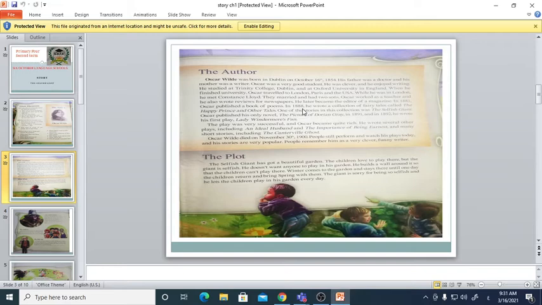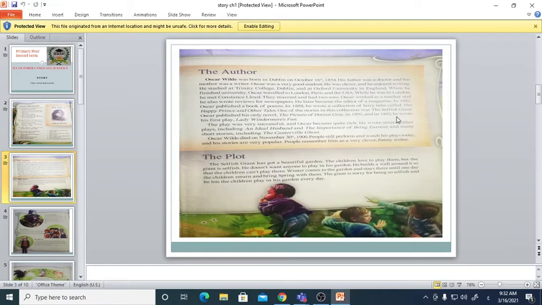He wrote a collection of fairy tales called The Happy Prince and Other Tales. One of the stories in this collection was The Selfish Giant. So he had a storybook, a collection of fairy tales, tales and stories that are imaginary. One of these stories was called The Selfish Giant, which is the one we are going to deal with.